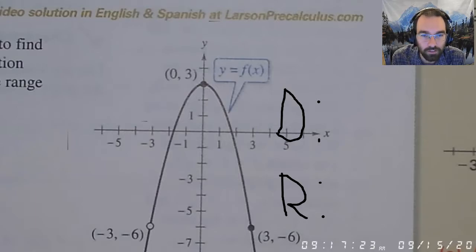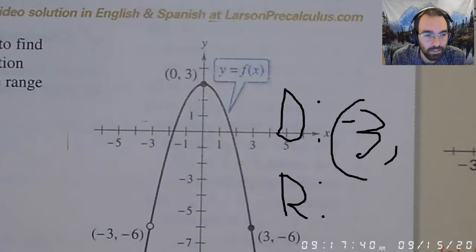So remember, domain is going to be my input. My input here is left to right. So I want to find the most left point that it can be, and I'm seeing -3 right here. And then it's an open circle, so I'm going to have parentheses. And then I'm seeing the most right point, and that's +3.